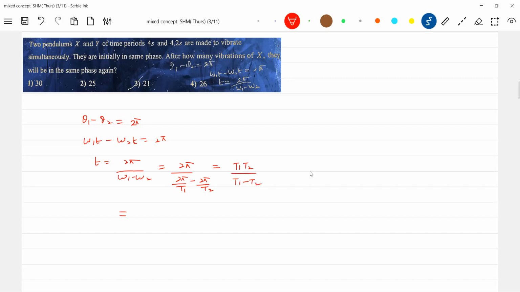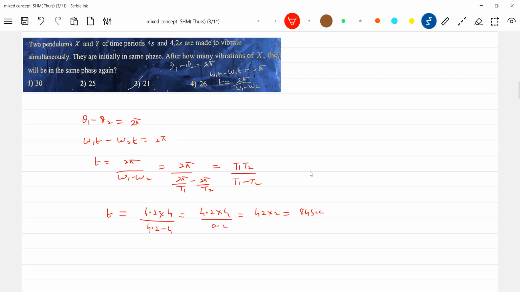Okay, let's do one thing. T1, let me take 4. This is 2.4.2, no? Anyone, you can take it. So the higher value we will take. This one, 4.2 into 4 by 4.2 into 2. So this will be 84 seconds.